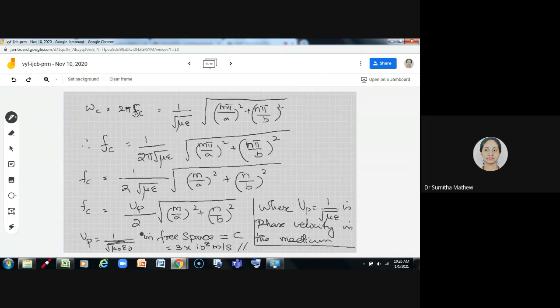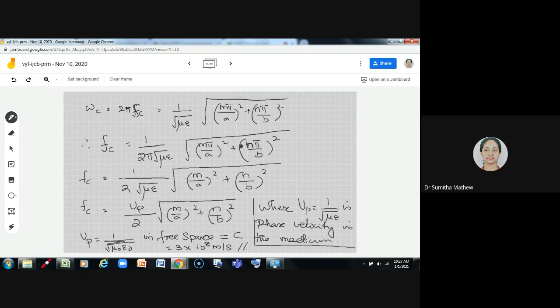So Vp is equal to 1 by root of mu epsilon. If the medium is free space, then mu is equal to mu 0 and epsilon is equal to epsilon 0, the free space values, and you can calculate the velocity as equal to that of light, 3 into 10 raised to 8 meter per second. Okay, so what is phase velocity? It is actually 1 by root of mu epsilon, where mu is equal to mu 0 mu r, and epsilon is equal to epsilon 0 epsilon r. Epsilon 0 and mu 0 are the values in free space. Epsilon r and mu r are the relative permittivity and permeability values in the medium.